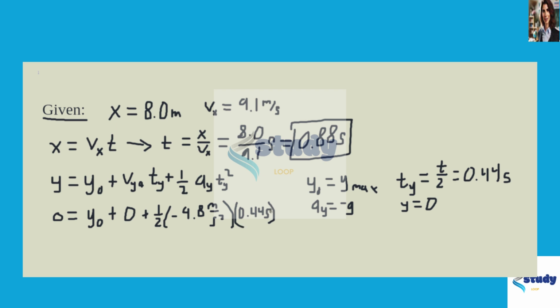Seconds squared. Make sure it doesn't look too much like a 5. Okay. And if we go ahead now and solve for y of 0, we find that y of 0 is equal to 0.95 meters. So that's the maximum height. And box that in as our solution.